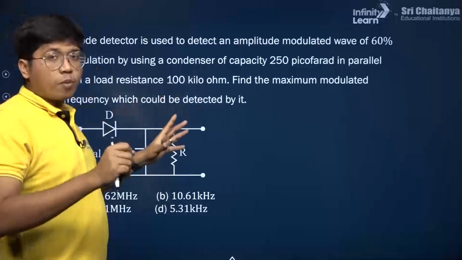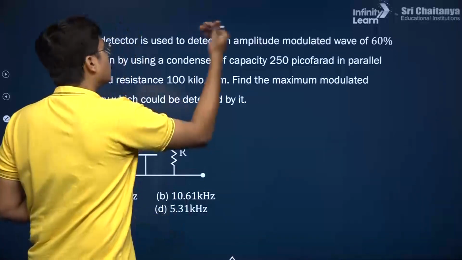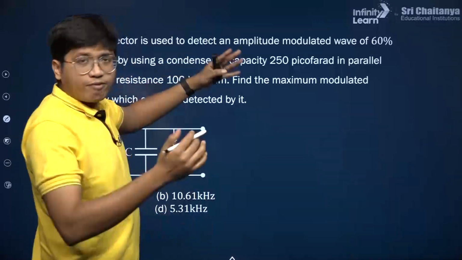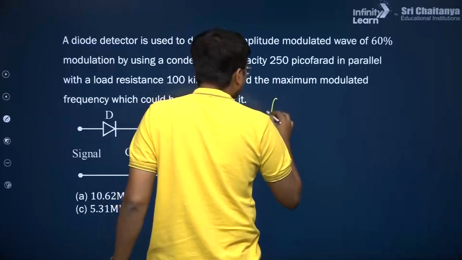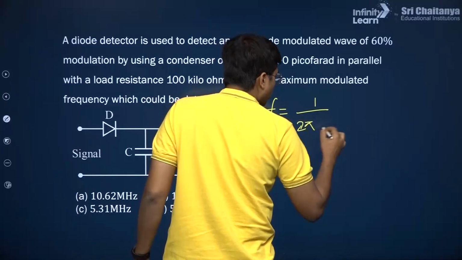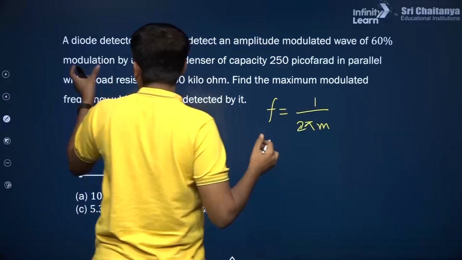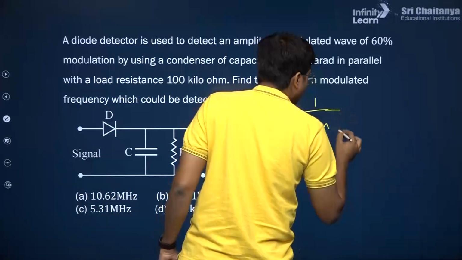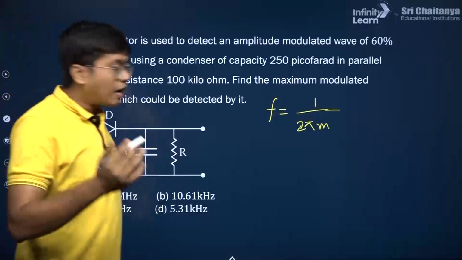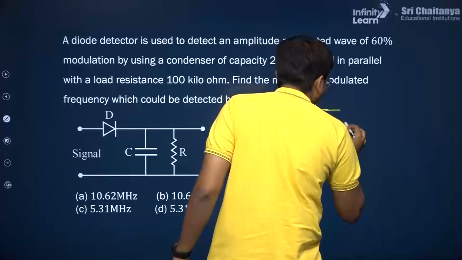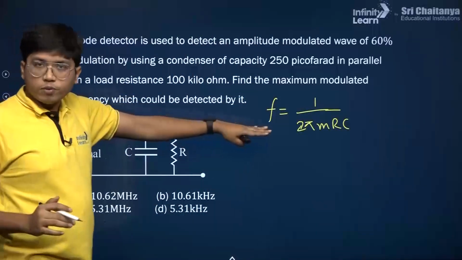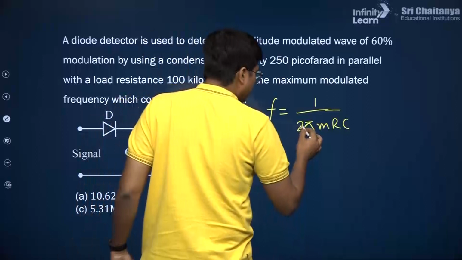So there's a direct formula for that in case you do not know, based on the modulation given over here and this time factor. We have the frequency f is equal to 1 by 2 pi into m, which is this modulation, into the time constant tau. We know for this RC circuit, time constant is R into C. So RC. If you don't know this formula for this kind of question, there is the formula for you. You can use it multiple times.